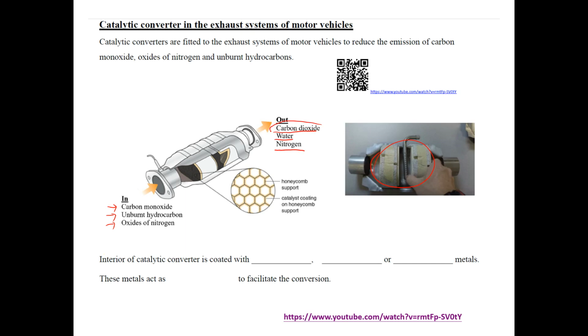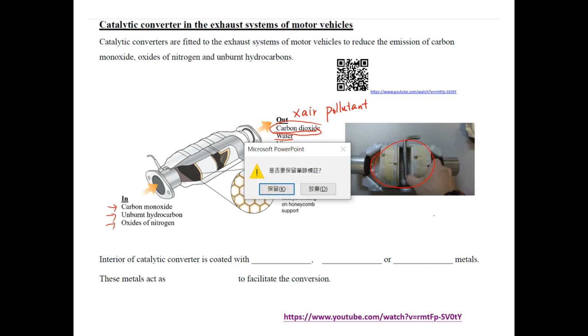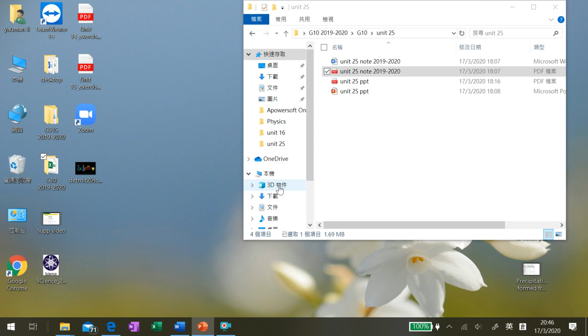So carbon dioxide is less harmful compared to carbon monoxide, it is much better. And carbon dioxide actually is a natural substance existing in the atmosphere. So remember, it's not an air pollutant, although it will cause greenhouse effect. But it's not an air pollutant, okay? Because it's naturally existing in the air, so it's not a pollutant. And for catalytic converter, now let's have a look at the video before we move on.